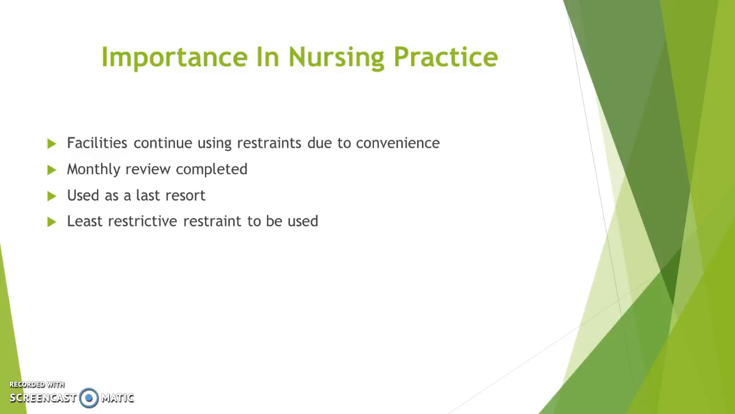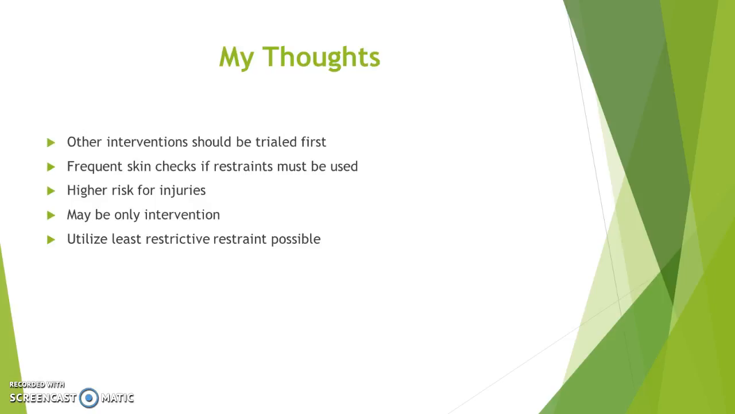The importance in nursing practice is that facilities continue to use restraints due to the convenience. They may be short-staffed, they may not want to deal with the issue, so they decide to use restraints on the patients. Restraints always require monthly review to determine that they still are appropriate for the patient. Again, they should be used as a last resort, and the least restrictive restraint should be used if one must be used at all.